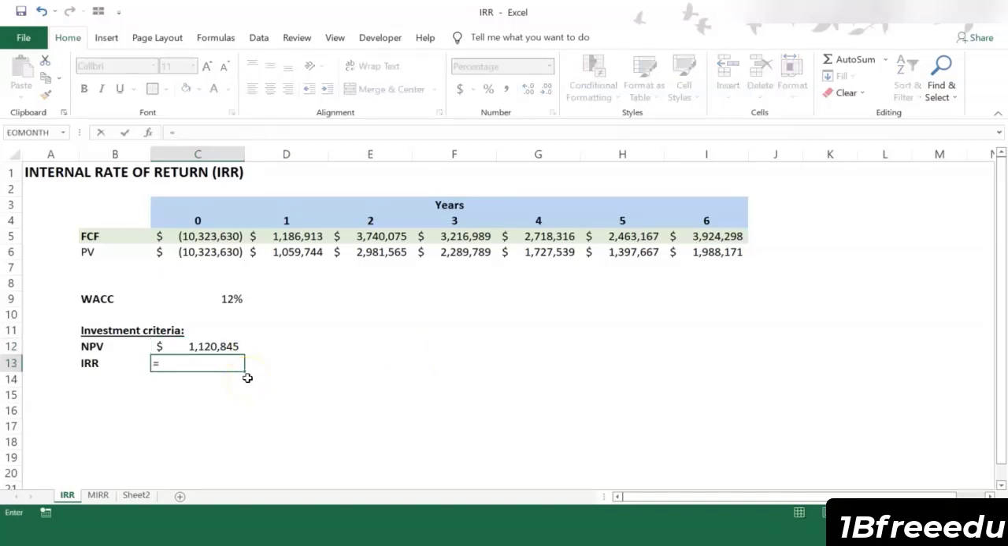Just type in equals IRR, open parentheses, and then select all the cash flows, including the initial investment, and press enter. And we got 15%. What does this mean?